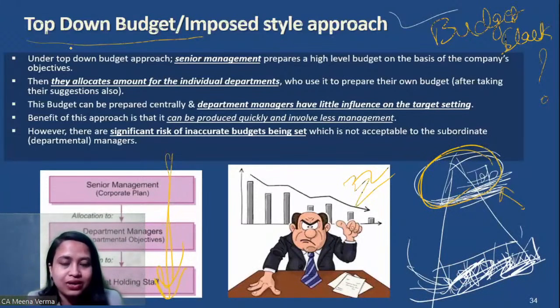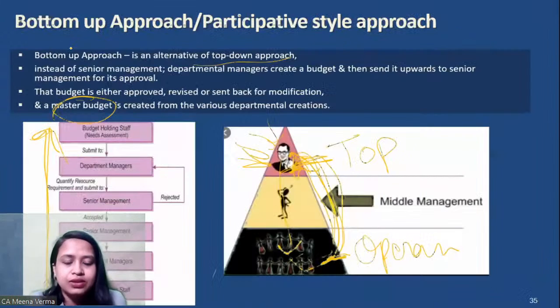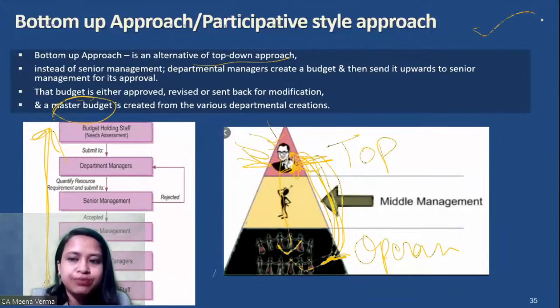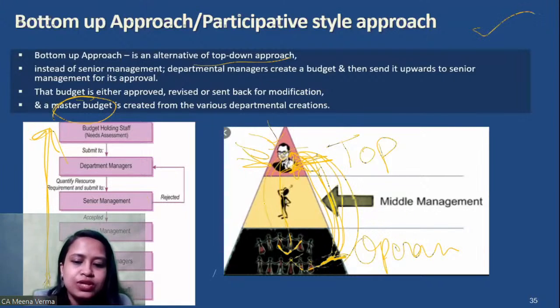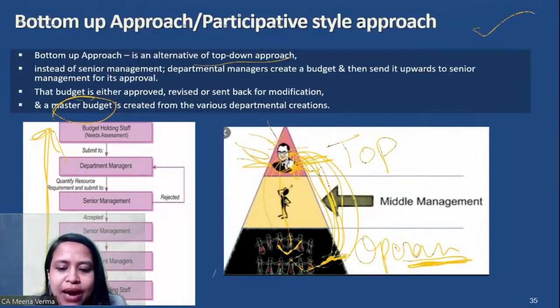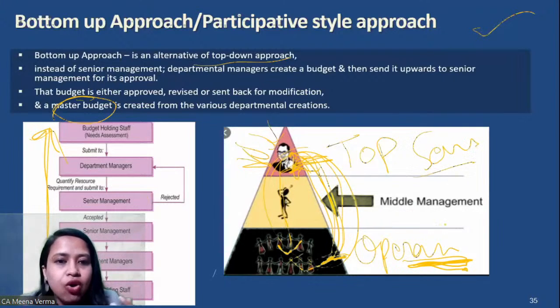And that is why this approach, top down budget or imposed style approach, is not a good approach. Okay? And see here, this approach is comparatively good. Why? Because everyone is involved. You can see here, the operation level manager, those who are actually working with the machine, and the senior level manager, they all are involved.